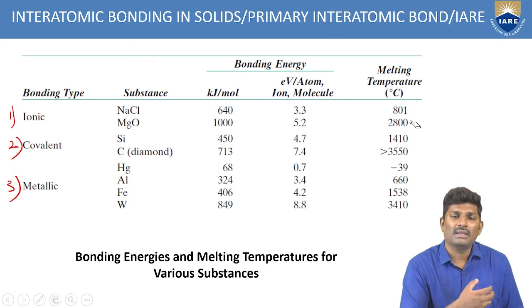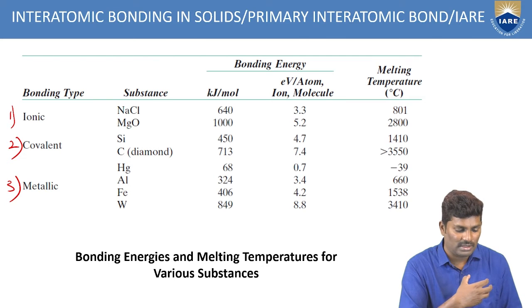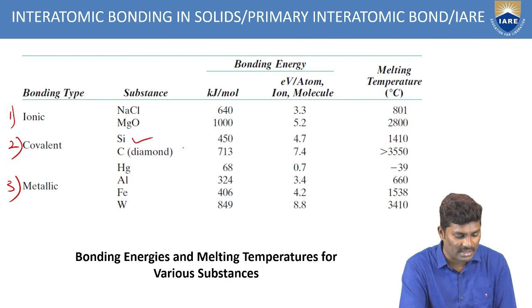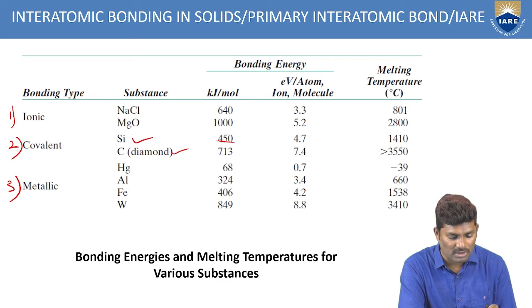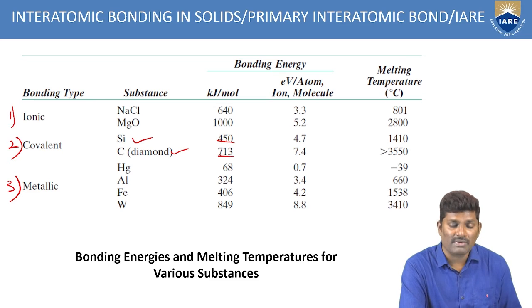Now similarly, the second category is covalent. For covalent examples, we have Si and diamond, silicon and diamond. Silicon has 450 kilojoules per mole and diamond has 713 kilojoules per mole. This is the bonding energy. So when you compare silicon and diamond, diamond has the stronger bonding energy.